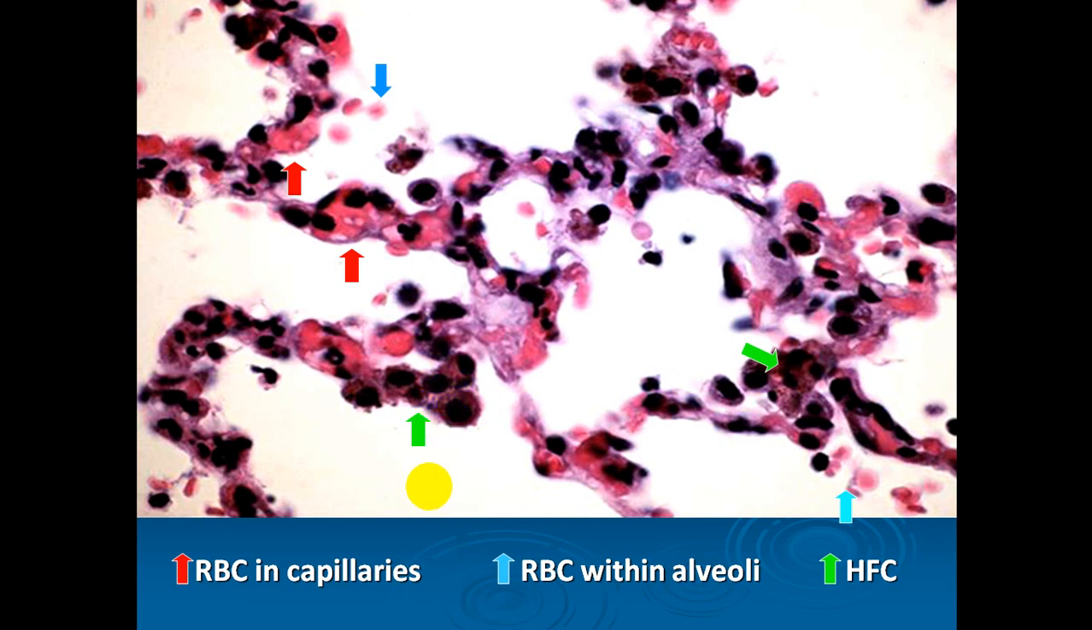If they ingest the hemoglobin, they will produce what we call hemosiderin. These hemosiderin-containing macrophages we call hemosiderophages, or hemosiderin-laden macrophages. In cases of congestive heart failure, this kind of cell will be found commonly in the lung.